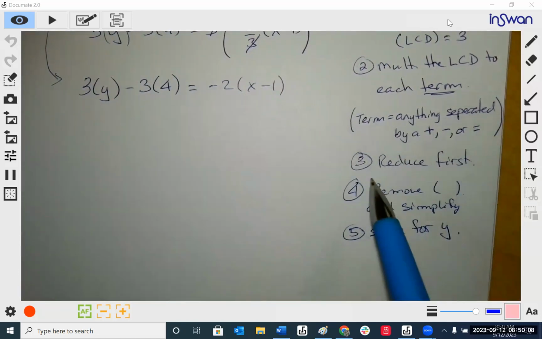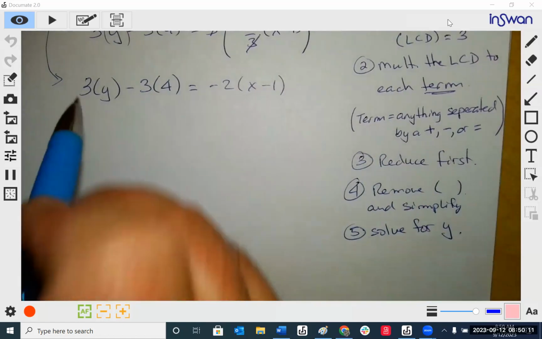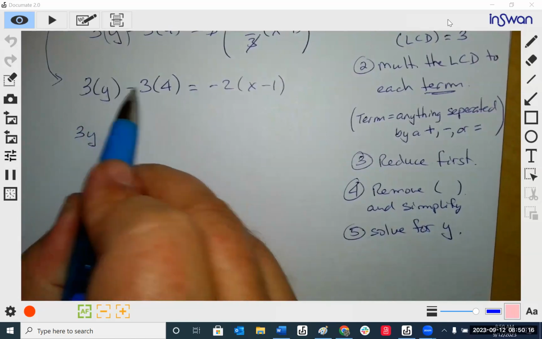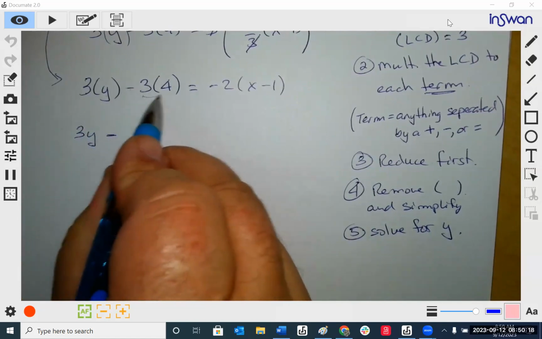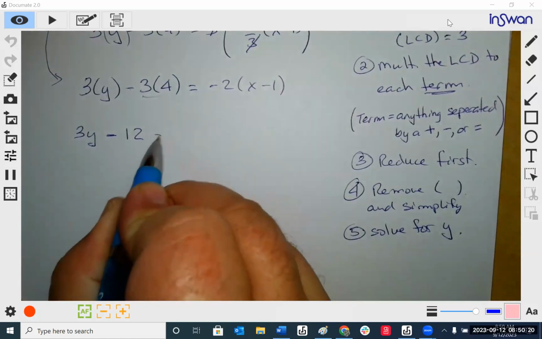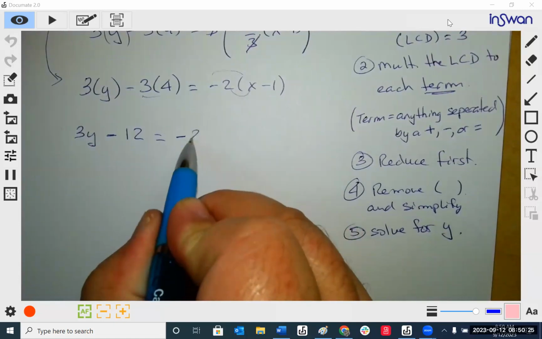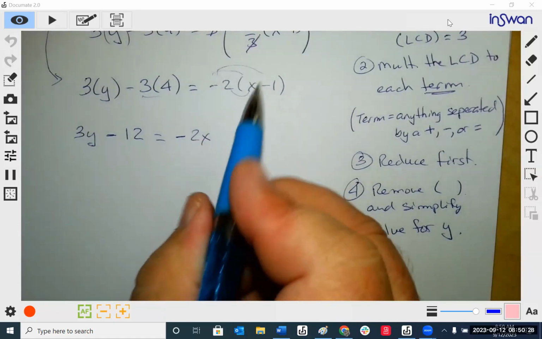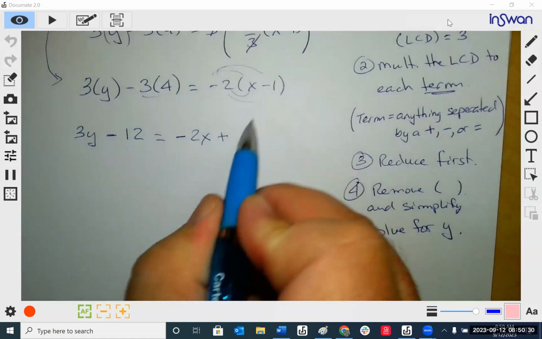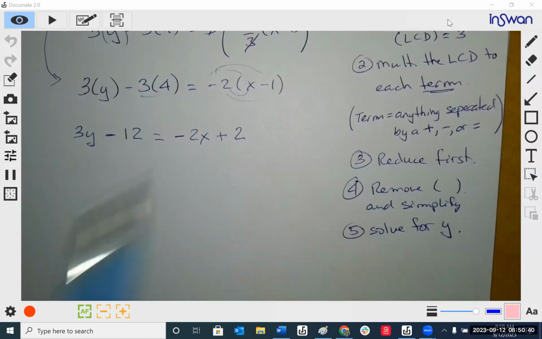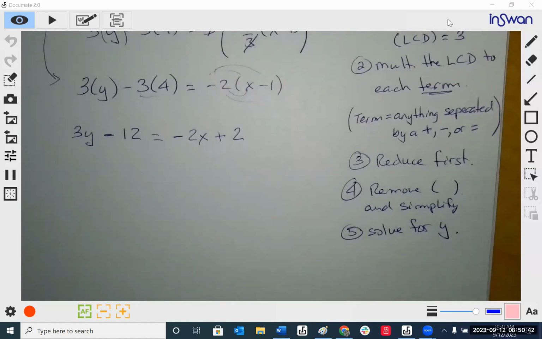All right, so we reduced, we got that. Remove parentheses. So 3 times y is 3y. Negative times positive is negative. 3 times 4 is 12. Negative times positive is negative. 2 times x is 2x. Negative times negative is positive. 2 times 1 is 2. Can we combine like terms on either side? It's all done, so there's nothing to do.